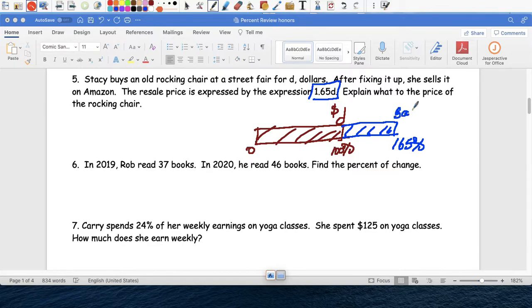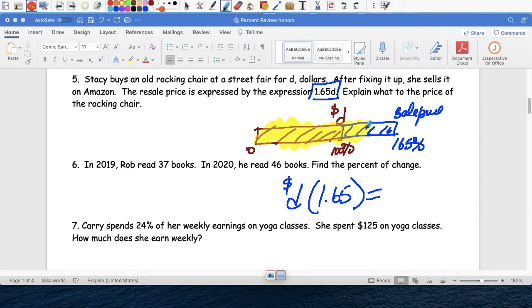Let me call that the sale price. So if I were to ask you how much did she sell it for, you'd say, oh, that's easy. Take D, what she bought it for, and multiply it by 1.65. If you multiply those two, you're going to get this whole value here. Let me highlight it. Multiplying the original value times 1.65 is going to give you the price of what she paid plus her profit. So that's what you explain here.